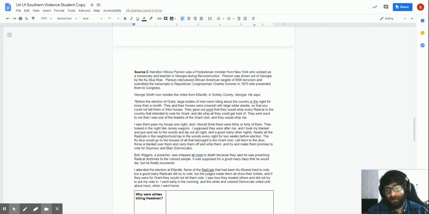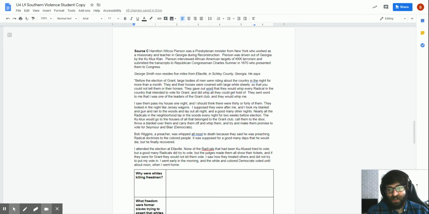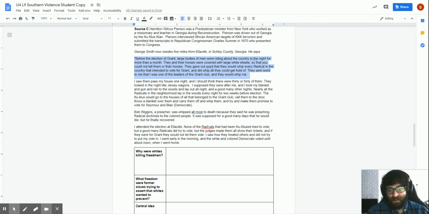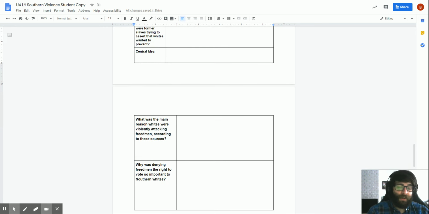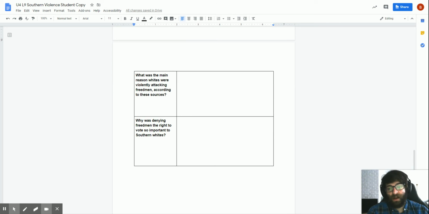And then source C, same thing. We have the sourcing information, a bunch of it, and then we have the source itself, right? These paragraphs right here. Some questions to go along with it. After your three sources, you can see I have two questions here. These are those same guiding questions that you saw up at the top. So I'm giving you a space to answer them and get your thinking where you need to be in order to do the exit ticket.